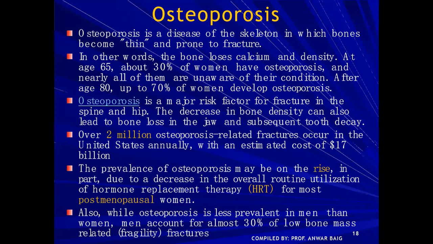This is because those hormones decrease in the body after menopause, and they play a big role in bone remodeling. So osteoporosis is a major risk factor for fractures of the spine and the hip. The decrease in bone density can also lead to bone loss in the jaw and subsequent tooth decay.